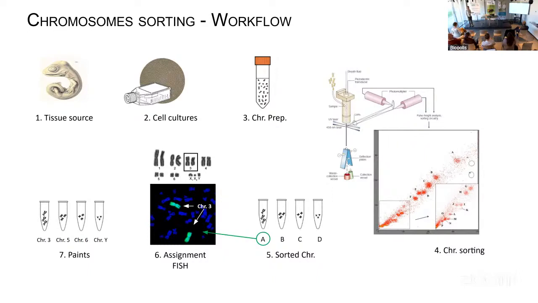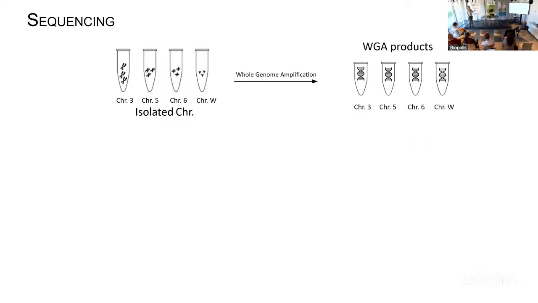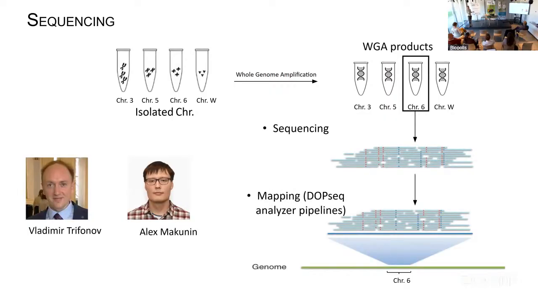So apart from all of this, the idea is that when you have your isolated chromosome, you perform a whole genome amplification to amplify your genetic material. Then you sequence everything, and then you map everything onto your genome. We usually do this with the DOPSEC pipelines, which are pipelines developed by Vladimir and Alex at the Russian Academy of Science in Novosibirsk.